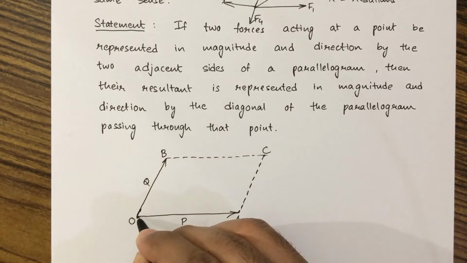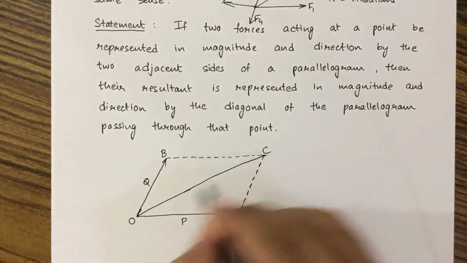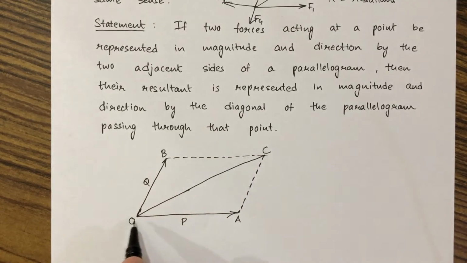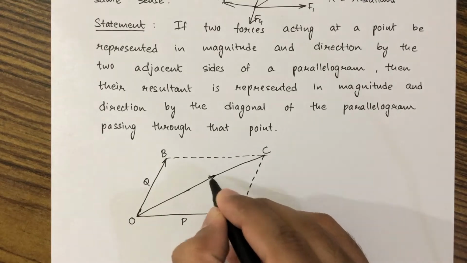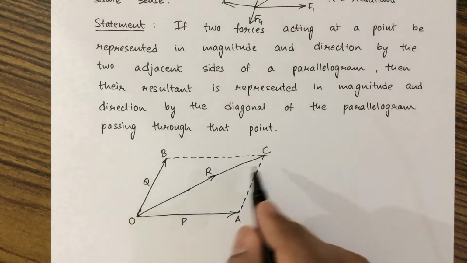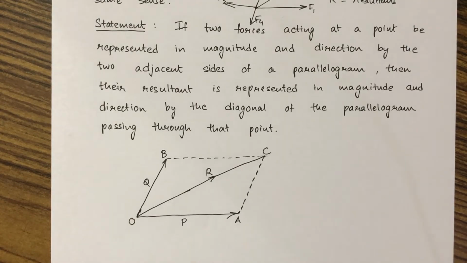Means the diagonal of the parallelogram will be this. This is the diagonal of the parallelogram and passing through that point, means it is passing through the same point O. So let us say that this is the resultant R of these two forces P and Q. Means this resultant R will have the same effect which combined of both the forces P and Q. Clear? So this is what the law of parallelogram of forces states.